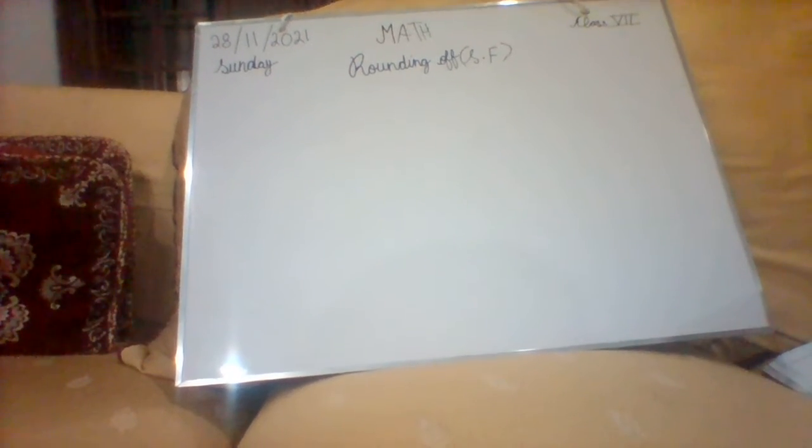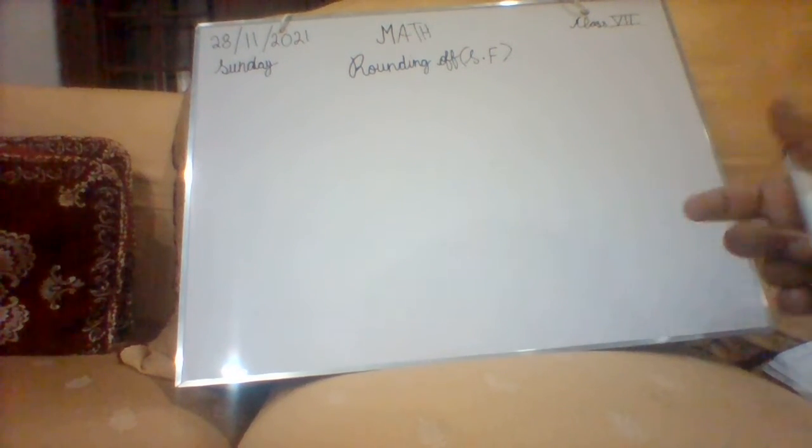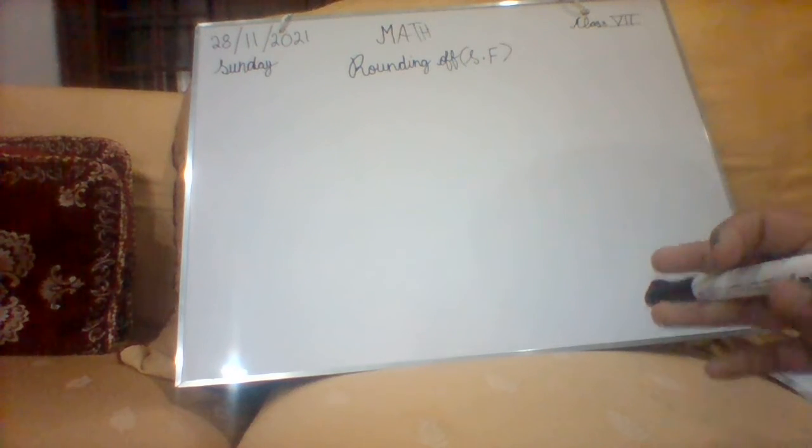Today we will learn rounding of SF, or significant figures. Now you know what significant figures are. You know leading zeros, trailing zeros, and the zeros which are between two non-zero digits. So there are three types, and now you all know these.